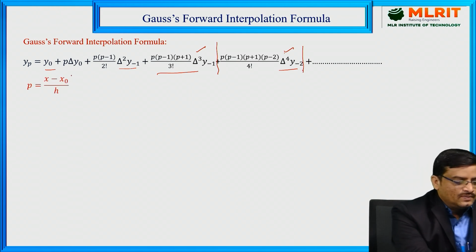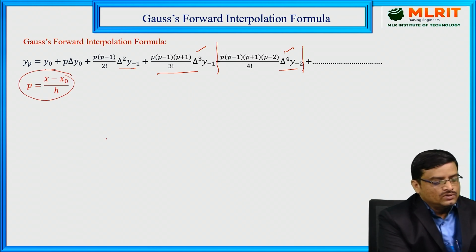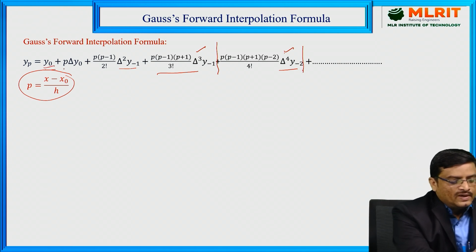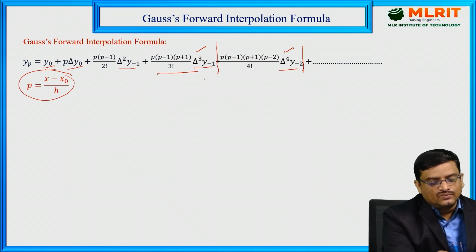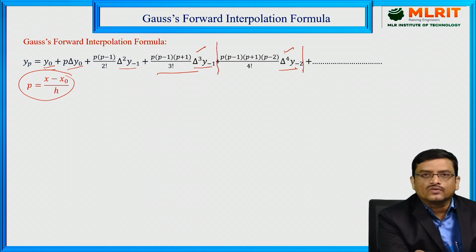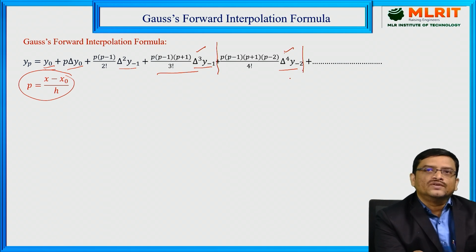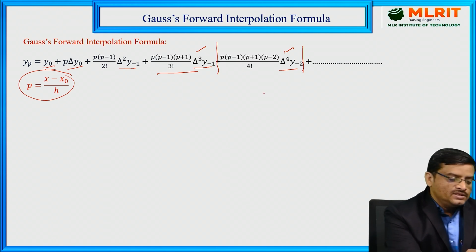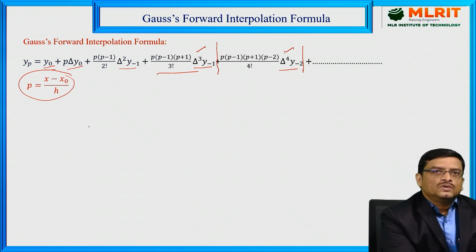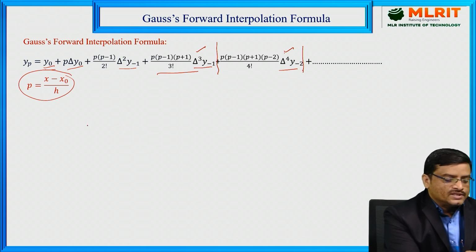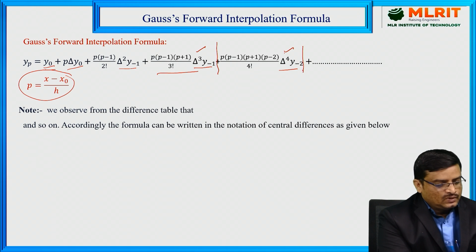So this is the formula. P is equal to x minus x naught by h. So all the values, y naught, delta y naught, delta square y suffix minus 1, delta cube y suffix minus 1, delta power 4 y suffix minus 1, all these values you will get from the central difference table. And this is the formula you will use to find out the p value here. So that is x minus x naught by h.